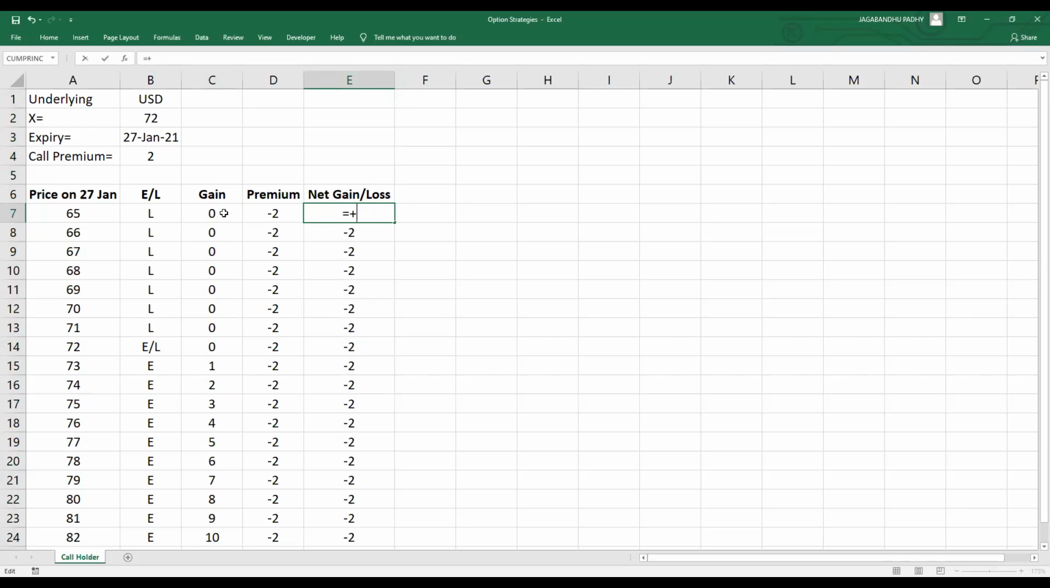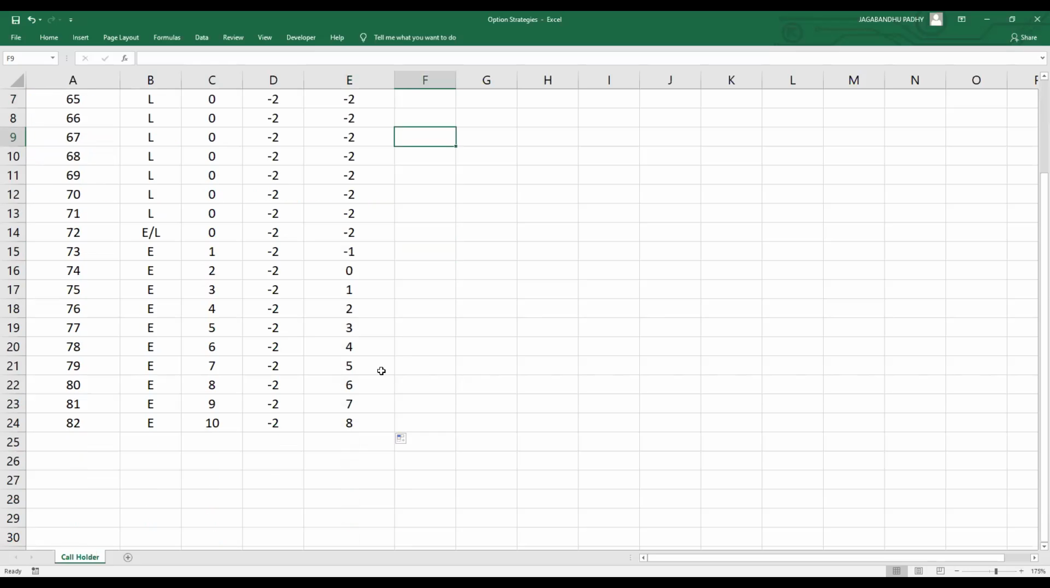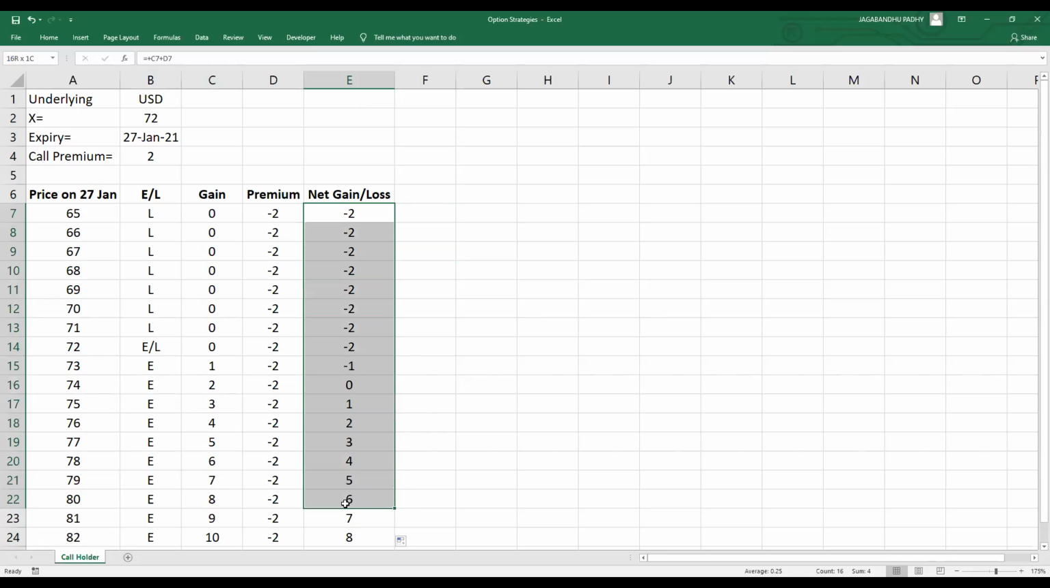It should be gain plus the premium, and then I just need to drag it down. So here we observe this to be the payoffs. If the option holder is lapsing, you cannot say that he's not losing anything. He's definitely going to lose the premium, right? He's definitely going to lose the premium.